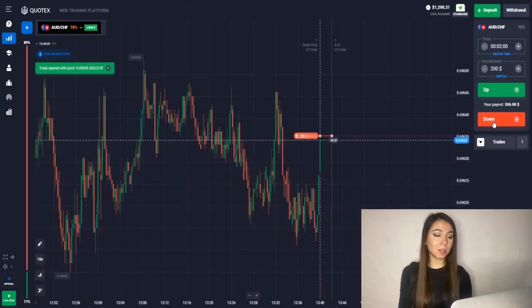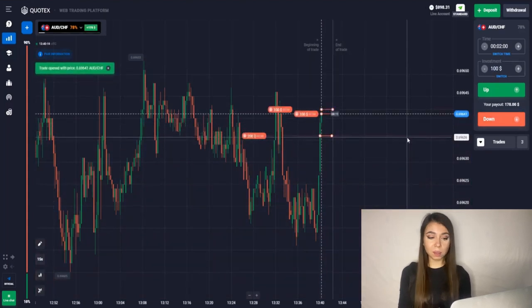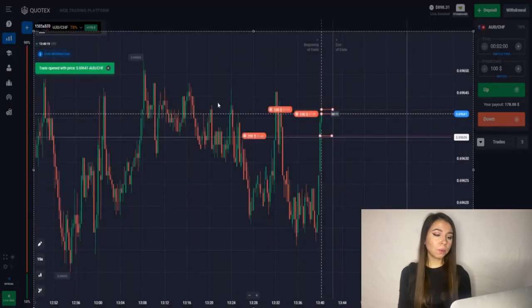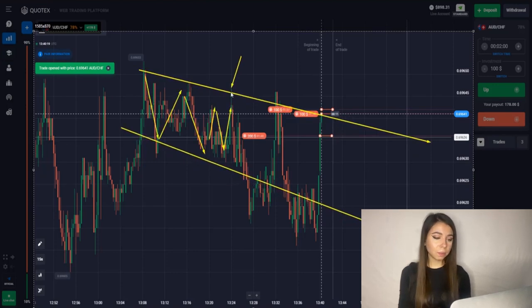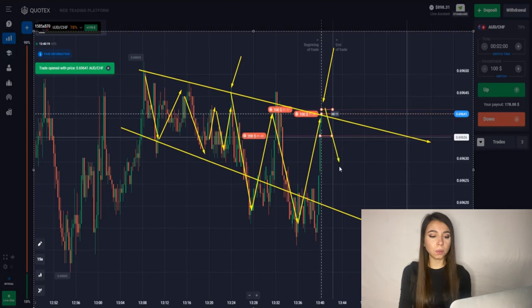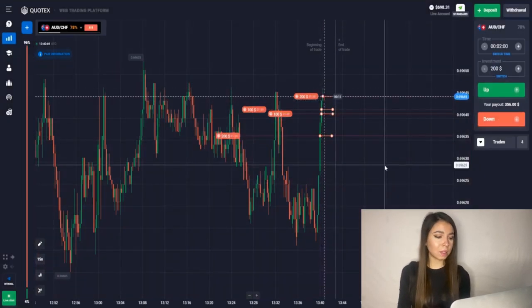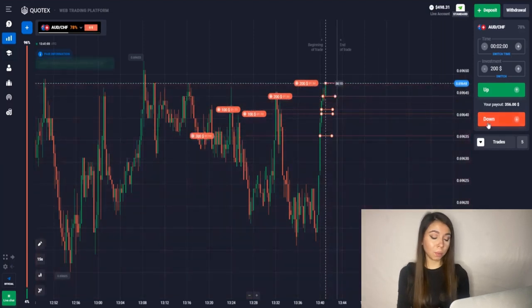Our next currency pair is AUD CHF. We're starting to enter this currency pair with down. Let me explain my entry. We have reached a good trend line for this currency pair. Again, we see a trend channel here. We see that the price went in this trend channel, bounced off the upper and lower boundaries actually. That's why when approaching the border of this trend channel, I decided to go down for this currency pair.